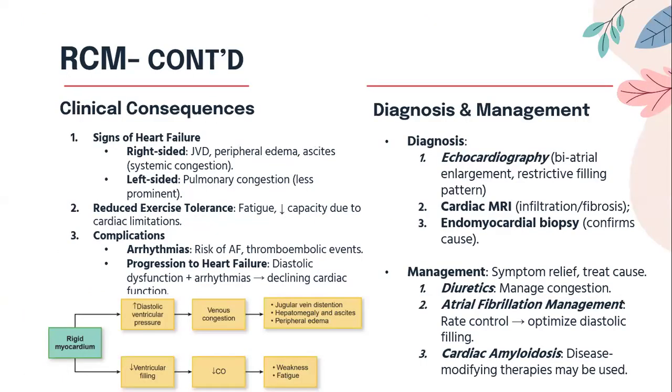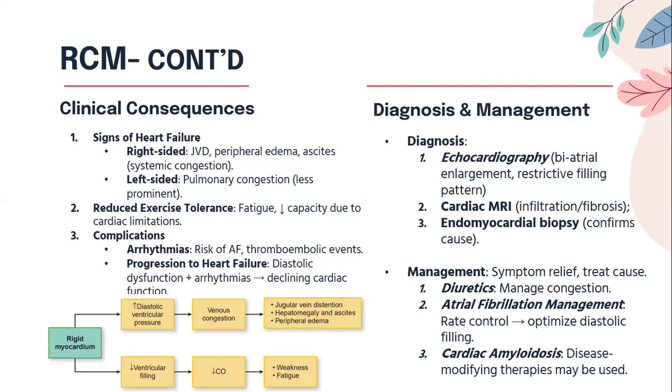So continuing, we're going to look at the clinical consequences of RCM. First one, signs of heart failure. So under signs of heart failure, we have two, the right-sided heart failure and also the left-sided heart failure. So now in the right-sided heart failure, symptoms such as jugular venous distension, peripheral edema, and ascites may be prominent due to the systemic congestion.